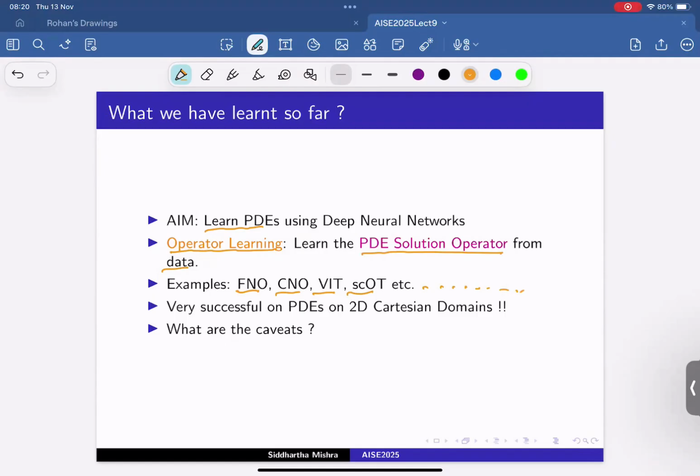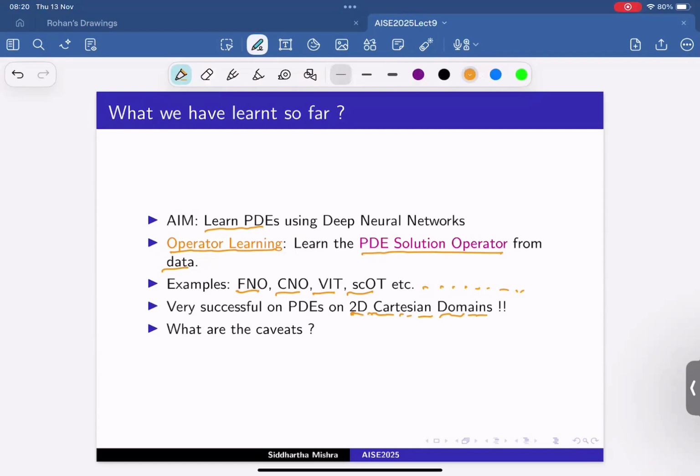And what we saw in the last lecture is that as long as you are on a Cartesian domain in 2D, so you know squares, then this is fine because we essentially treat it as images and process them accordingly. But there are many caveats, and in the next 4 lectures that I have, what I'm going to do is to focus on those caveats and try to explain how these difficulties can be overcome, how these problems can be remedied, right?